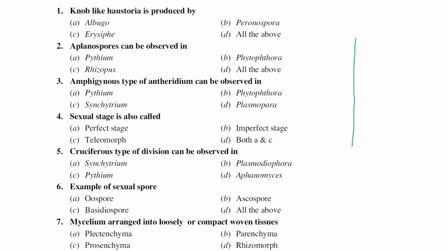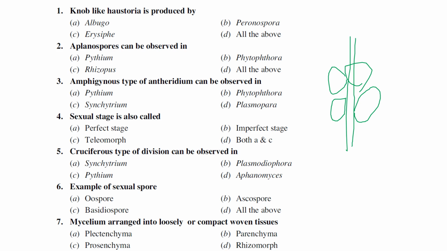Imagine this is it, it will produce a knob-like haustoria. This kind of haustoria is produced by Albugo. Among Oomycetes like Pythium and Phytophthora, while studying them, one more fungus comes later, Albugo. Generally, it causes white rust in Amaranthus or cruciferous crops, Albugo bliti or Albugo candida, which we might have studied. So generally knob-like haustoria is produced by Albugo.